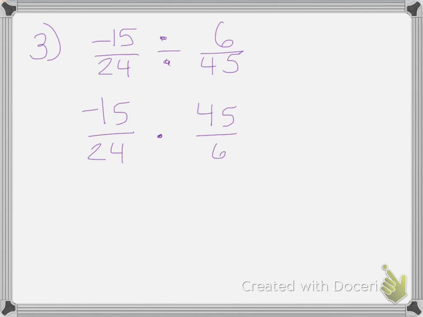So you want to look at the cross products once again. So between negative 15 and 6, the number 3 goes into both of those. 3 goes into 15 5 times, and it goes into 6 twice. Between 24 and 45, the biggest number that will go into both of those is 3. So 3 goes into 24 8 times, and it goes into 45 15 times. And then we would just multiply across. So negative 5 times 15 is going to give us negative 75. 8 times 2 is going to give us 16.